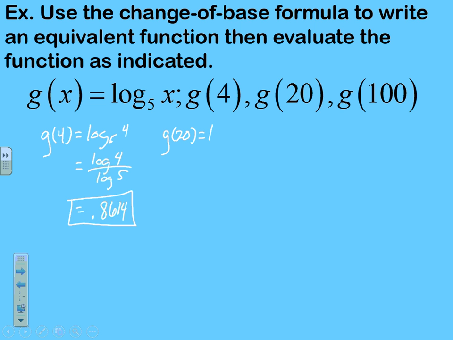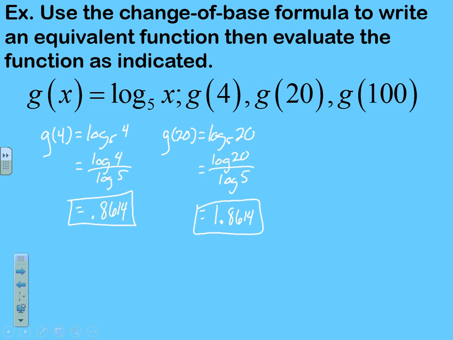So now we have g of 20. Well, that would give me log base 5 of 20. So using my change of base rule, we would get log of 20 over the log of 5, both in base 10. And you could do the natural log too, but I'm going to just keep doing log base 10. So you type that into your calculator, and it happily says, well, that is going to be 1.8614.